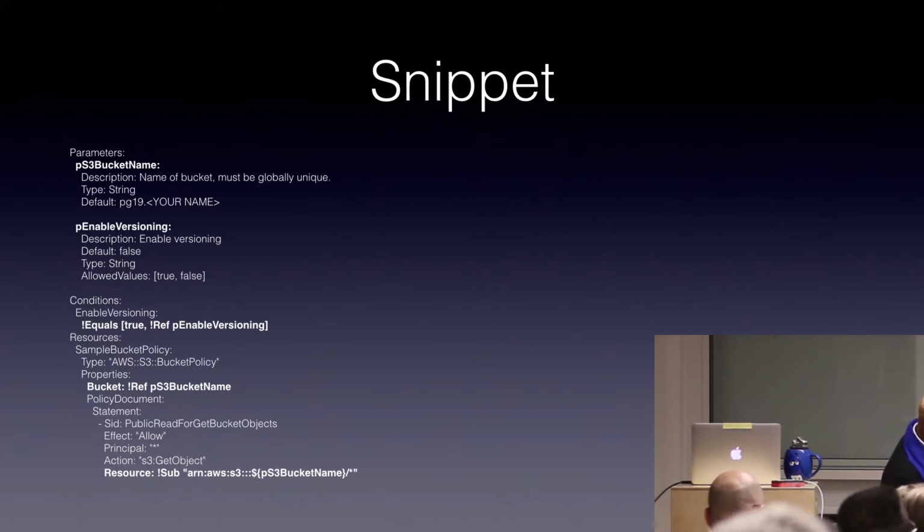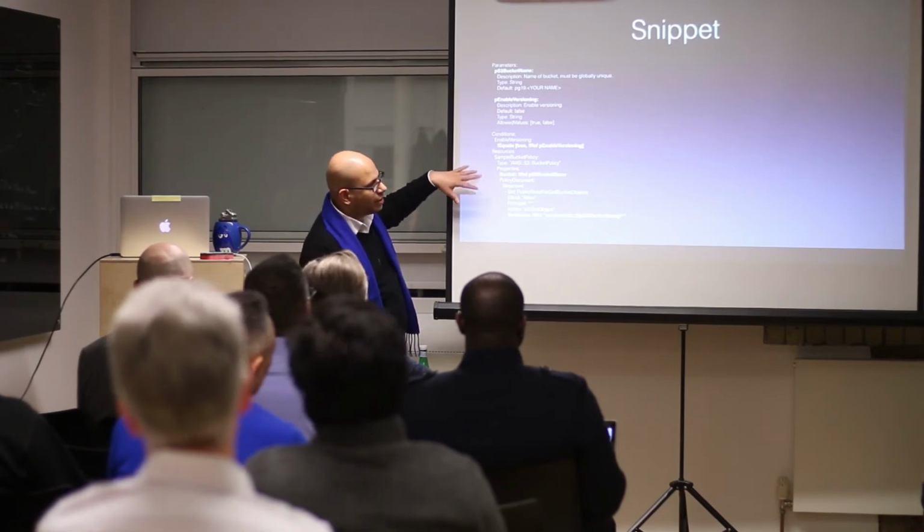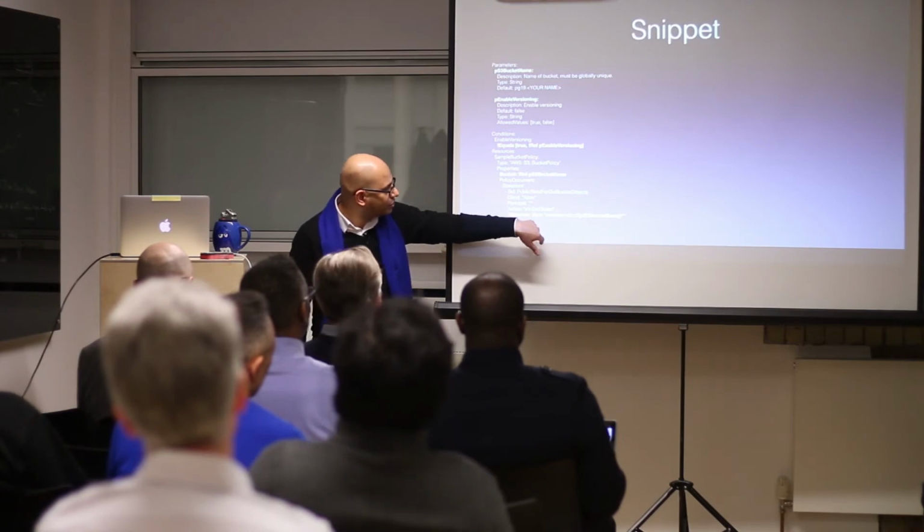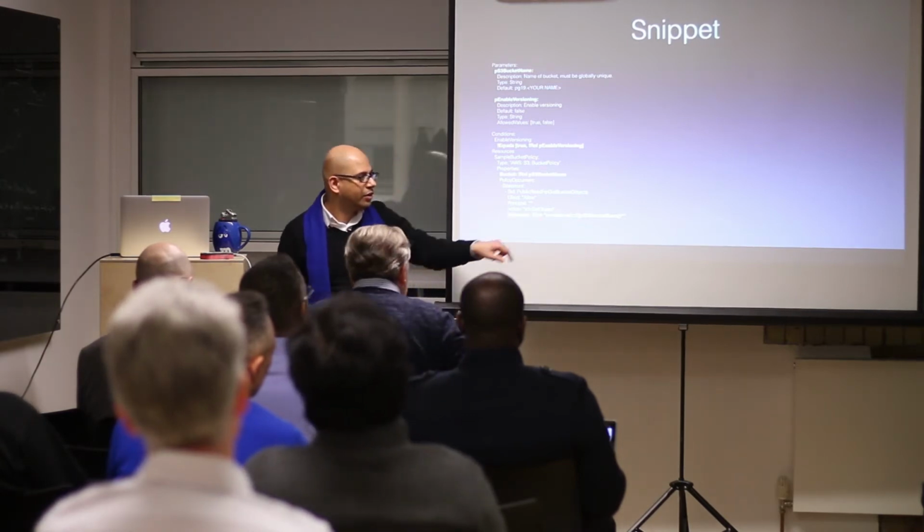So we should have it here somewhere. There's more to this actual template. I only put a snippet in, and this is basically your string substitution. So we're putting the bucket name here for the ARN resource.